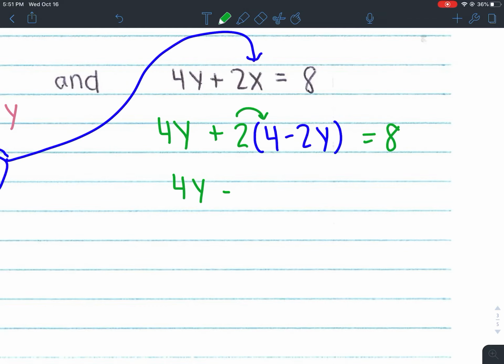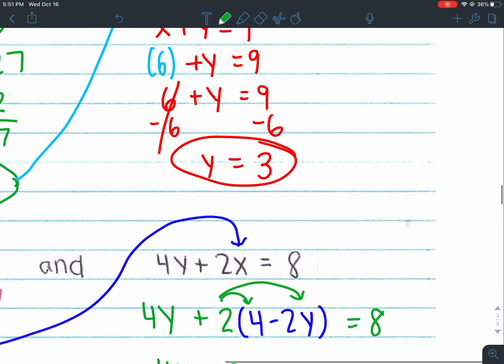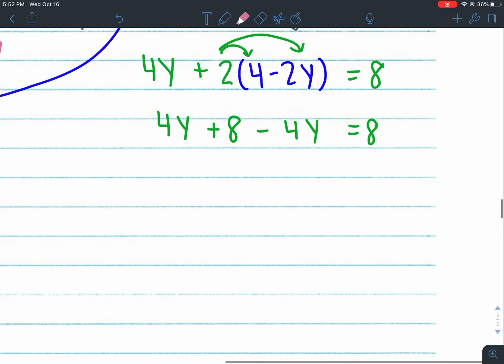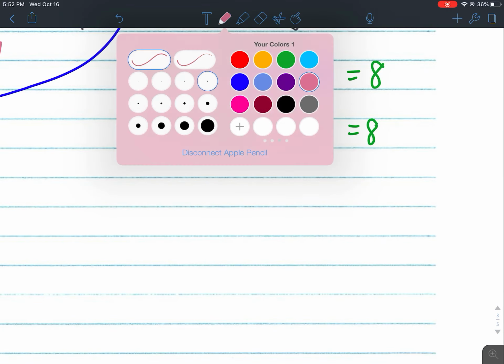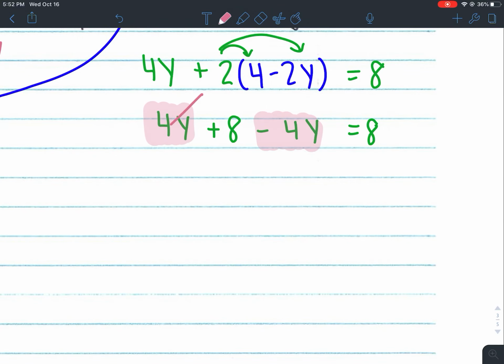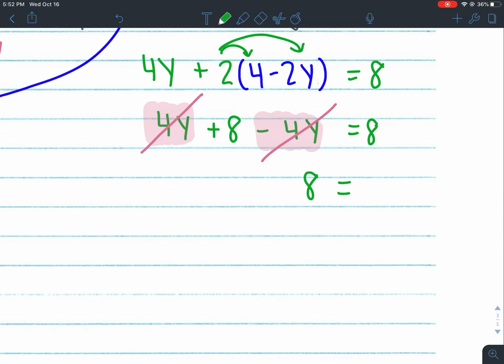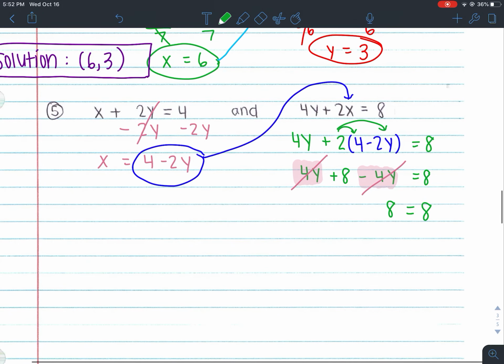We have 4y, and then we do 2 times 4, which is positive 8, and then 2 times negative 2y, which is negative 4y, equals 8. And then you always look for like terms, so you have 4y minus 4y. Well, 4 minus 4 cancels, and it becomes 0, right? So these actually cancel each other out. So what do I have left? I have 8 equals 8. Is this always true? Yeah, 8 does equal 8.